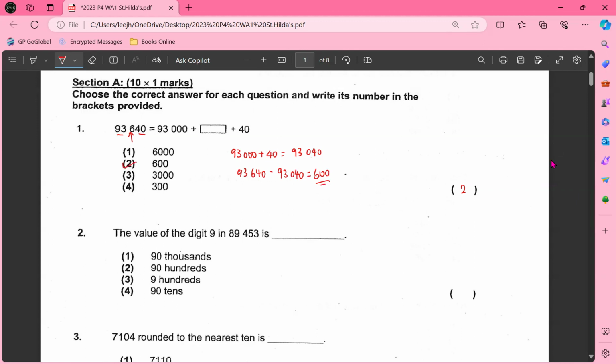Okay, question number two, the value of the digit 9 in 89,453 is what? Value means how much it stands for. If you convert to numbers, 90,000 is 90,000 like this. 90 hundreds is 9,000. 900s definitely is 900. 90 tens is also 900. So this 9 is in the thousands place, which means your answer is 9,000. So your answer is 2, 90 hundreds.